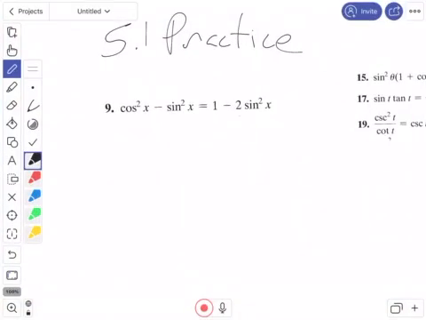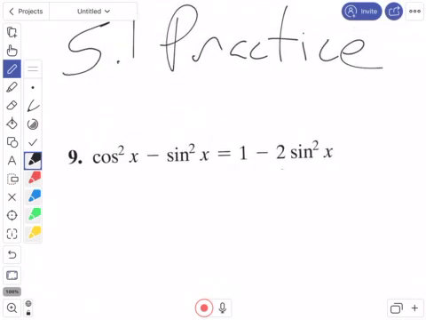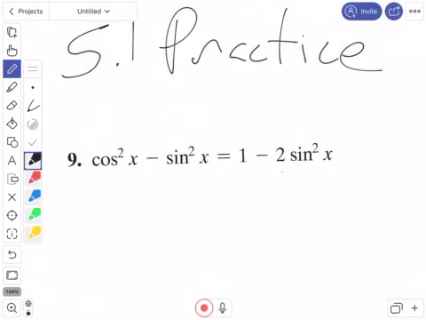This is dealing with cosine squared of x, subtracting sine squared of x, and we're claiming that it's equal to 1 minus 2 sine squared of x. So this can be a little challenging. One thing that resonates with me when I look at this is that we have a sine squared of x. Was there a specific Pythagorean identity that has sine squared of x in it? Hopefully you're saying the one where we have sine squared of x, and if we add cosine squared of x, that equals 1.